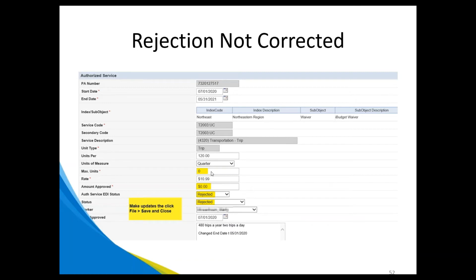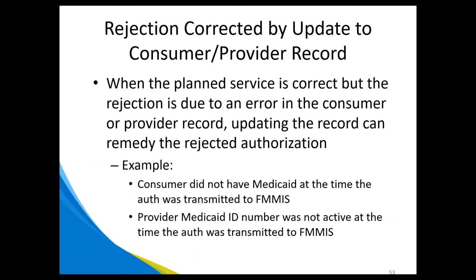So this is what the plan service looks like. This is what's brought over into the authorization from the plan service. Elizabeth, as my region waiver liaison, is going to just set this to 0. It automatically sets this to 0. These should already be rejected because it was a rejected authorization in the first place. So you shouldn't have to change these as a region liaison, but you want to make sure that that's what it is. And then from here, you click File, Save, and Close. So that's how that's handled.